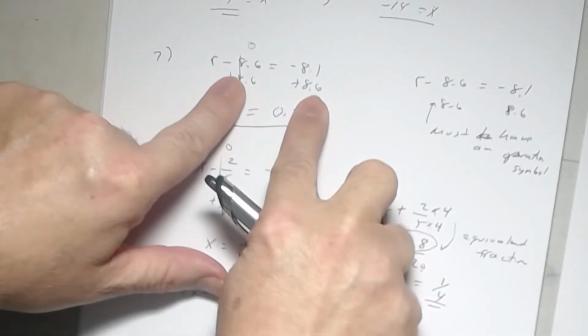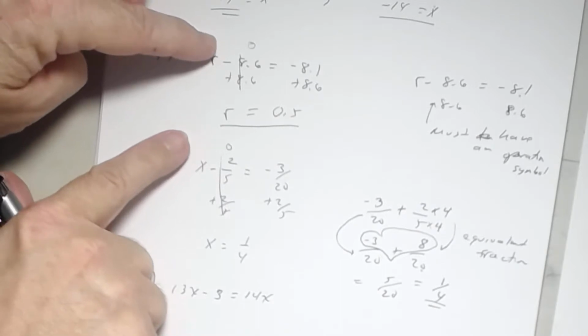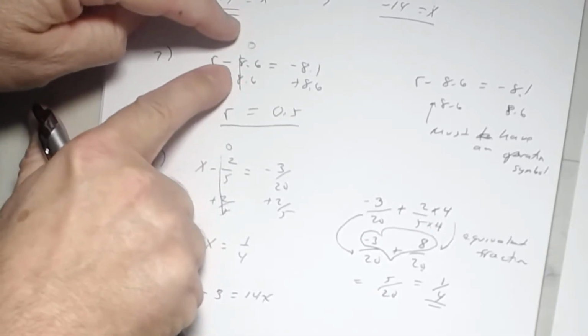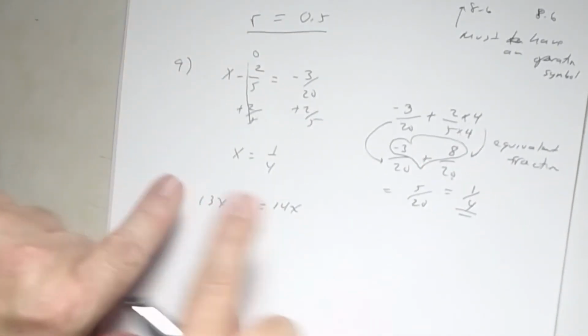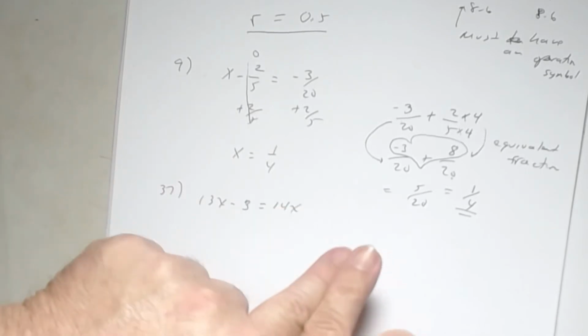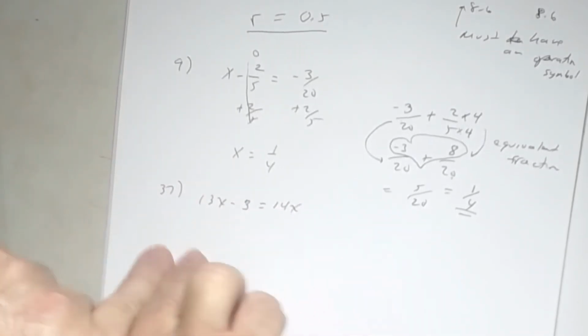I had constants on both sides, right? So I was getting the variable by itself. So in this case, since I was subtracting 8.6, I'm going to add 8.6 to both sides. Here I have variables on both sides. So what you want to do is bring the variables to one side. It does not matter which side you bring it to, but be strategic.